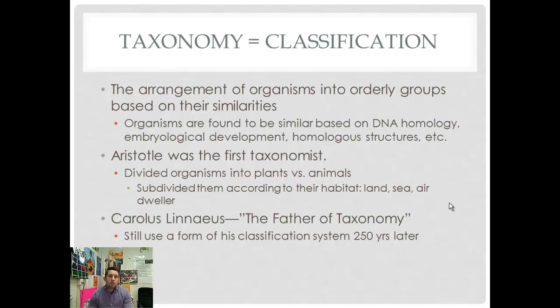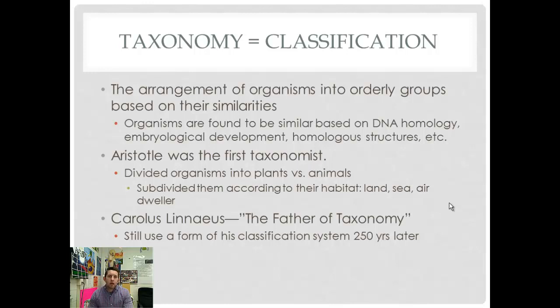Now, like I said, this has been tried before, not always successfully. Aristotle is considered the first taxonomist. He divided things first into plants and animals. You can see how that would be problematic. He subdivided them according to where they lived, according to their habitat. Did they live on land, in the sea, or in the air? So, according to his system of taxonomy, butterflies and birds would be similarly grouped, which doesn't necessarily make too much sense.